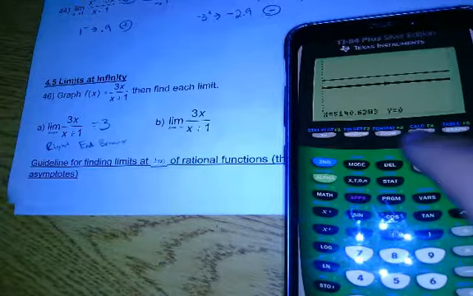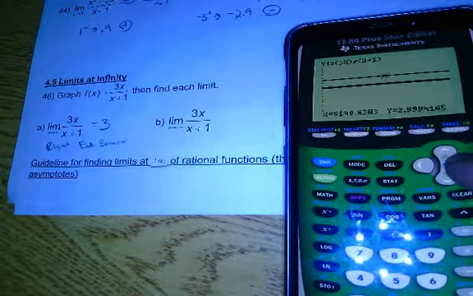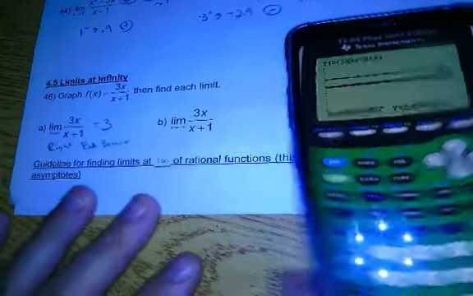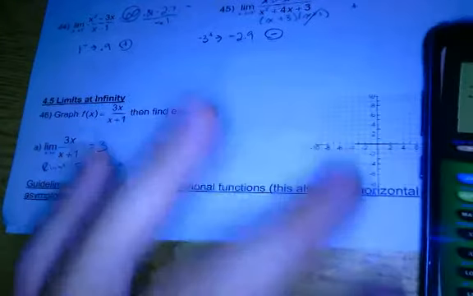All right, there. I made my window bigger. It's still not going to happen. So there, it's never going to happen. So it's 3.